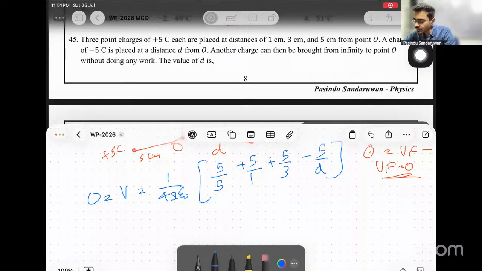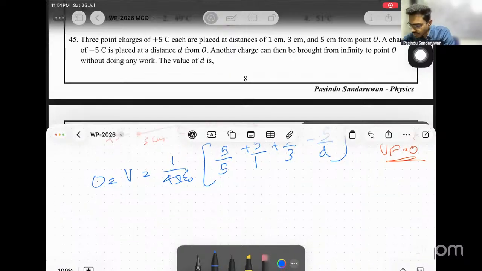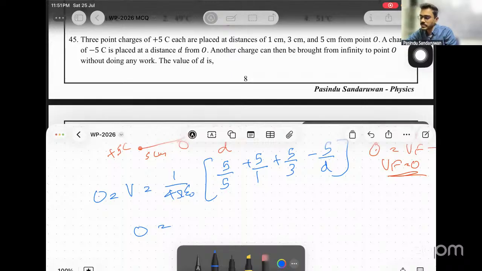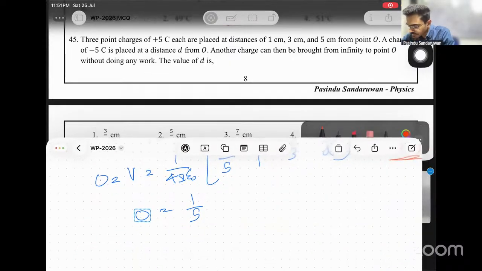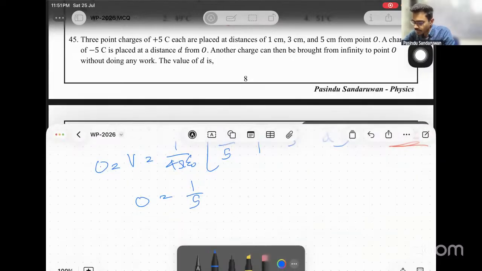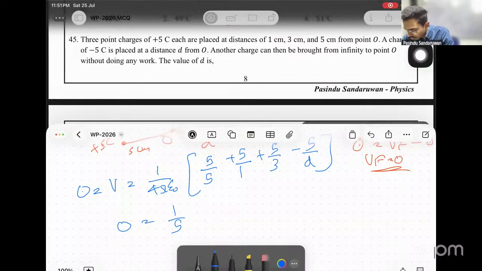If this is 0, multiplying by 1 over 4 pi epsilon naught still gives 0. Then divide by 5. What is remaining here is 1 over 5 plus 1, 5 cancels, plus 1 over 3 minus 1 over d.